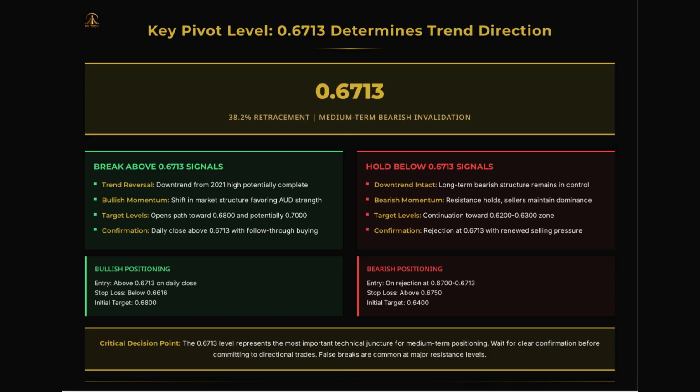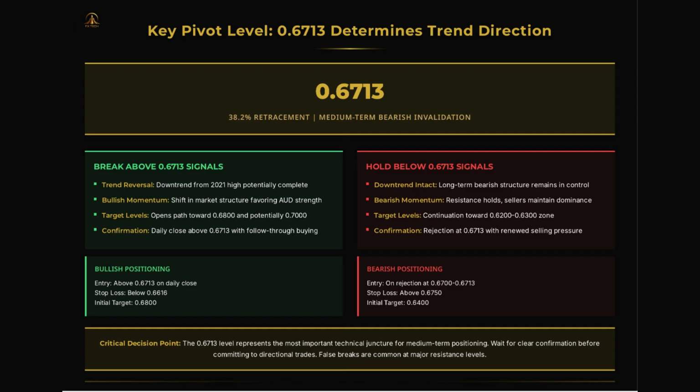The probabilities reflect current market dynamics, but remember that markets can shift quickly based on new information and changing conditions. The 0.6713 level is the most critical technical juncture for medium-term positioning. This level represents the 38.2% retracement and serves as the medium-term bearish invalidation point. A break above 0.6713 signals potential trend reversal, with the downtrend from the 2021 high possibly complete. It would indicate a shift in market structure favoring AUD strength and open a path toward 0.6800 and potentially 0.7000. Confirmation requires a daily close above 0.6713 with follow-through buying.